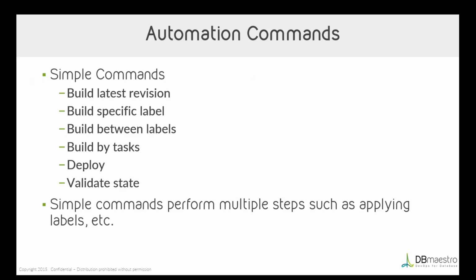What we call the simple commands are the main commands most likely that you'll be using, and that's the builds. You can build by latest revision. You can build to a specific label. So if you're using labels in your application code, you can build your application based on that label, and now you can build your database based on the corresponding label and create your build script that way. You can build between labels. So if you want to get the revisions between sprint 2 and 3 and you already have 4 in the system, you can also do that.